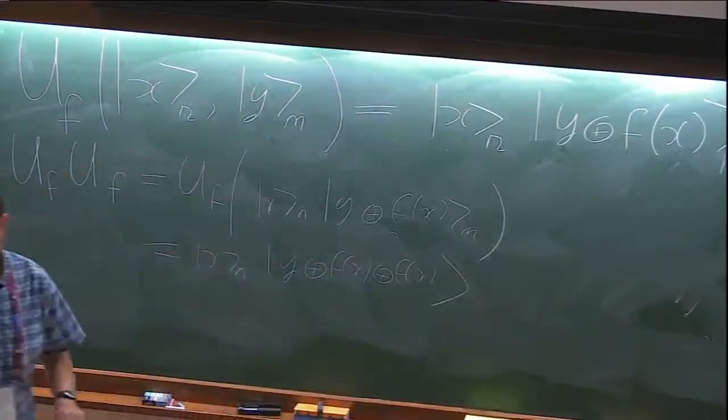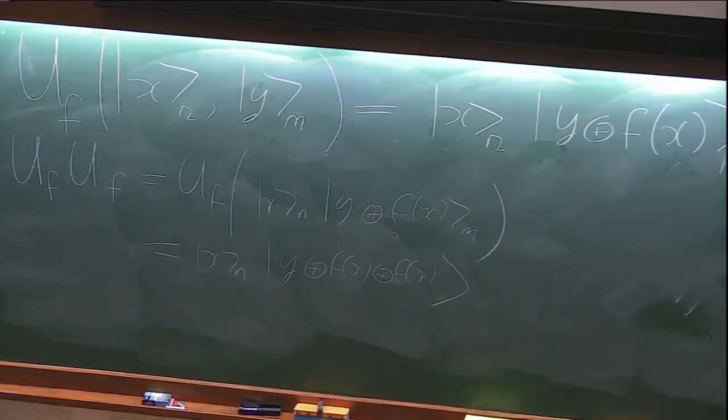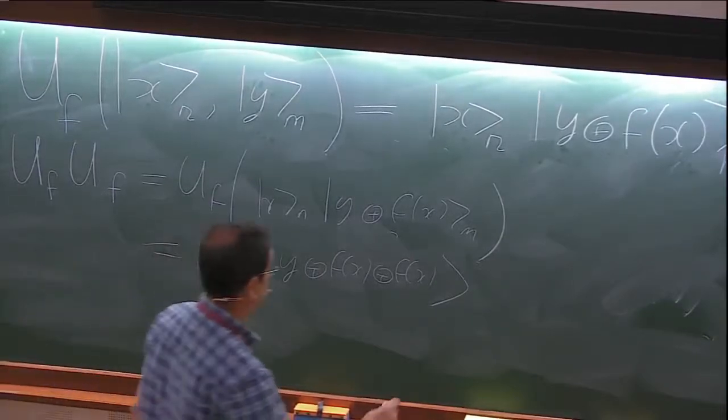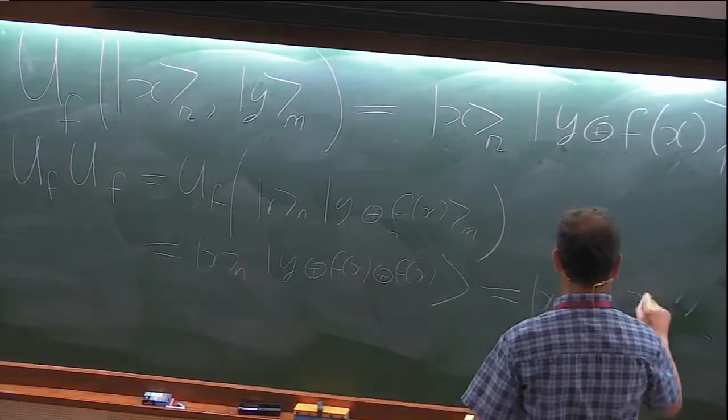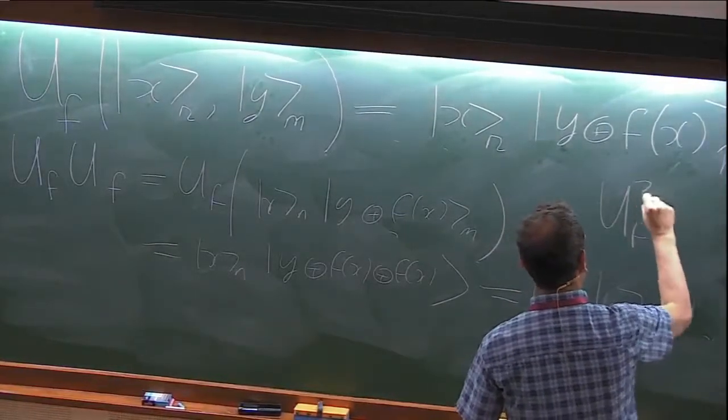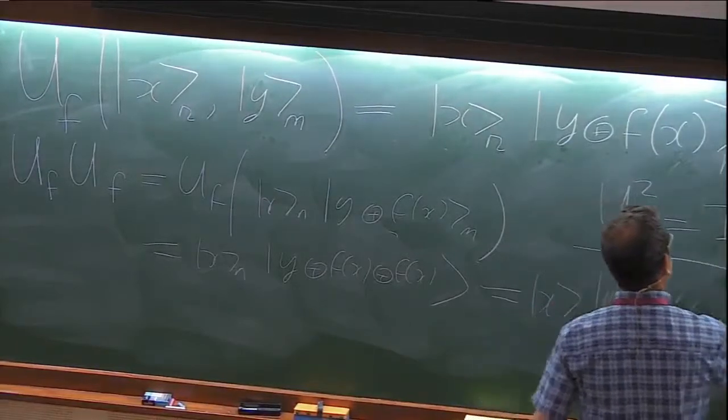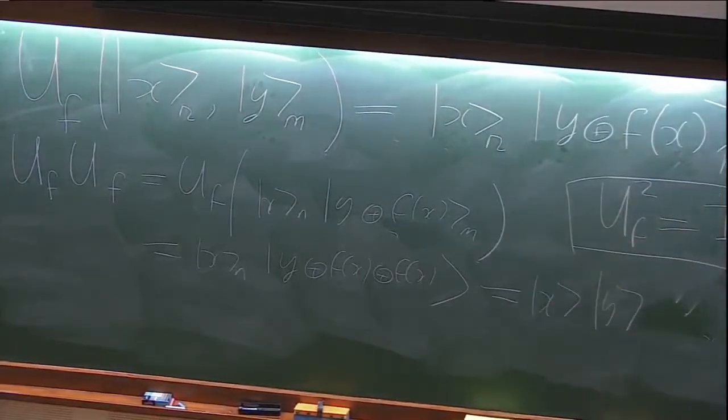So remember, this is bitwise addition modulo 2. And if I add a bit to itself, modulo 2, I always get 0. Because 0 plus 0 is 0. 1 plus 1 is 0 plus a carry bit, which we ignore because it's modulo 2. So this is the same thing as we started with. So if I act twice, I get the identity. So the process is reversible.